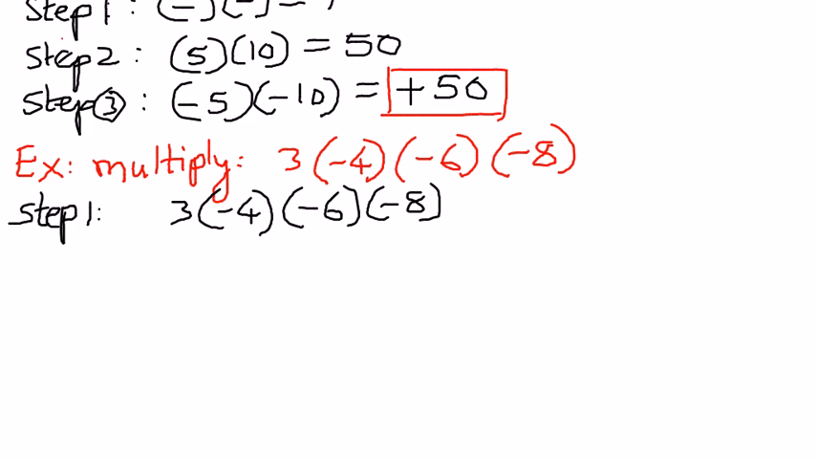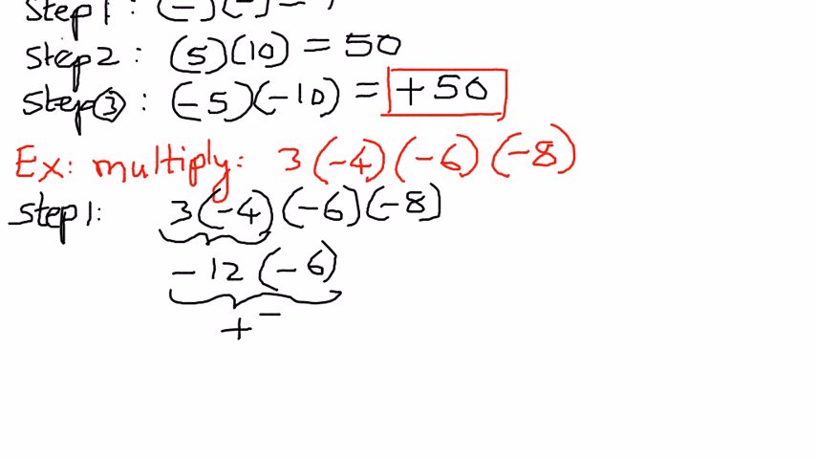We'll take two numbers at a time. Positive 3 times negative 4 is equal to negative 12. Then we'll multiply by the next number, which is negative 6. So negative 12 times negative 6, negative times negative is a positive. 12 times 6 is 72.